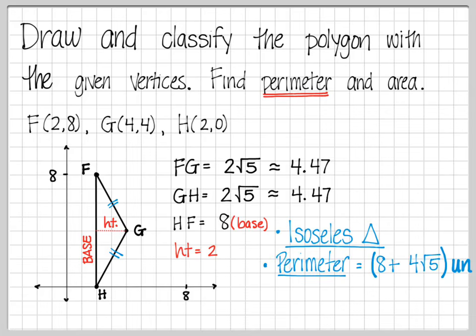The perimeter, well, we add up each of those lengths, the 2 root 5, the 2 root 5, and the 8, and we get 8 plus 4 root 5 units. That is the exact perimeter. The approximate perimeter would be to add the decimals up. We get 16.94. To find the area, we do half of the base times the height, and so that'd be 1/2 times 8 times 2, which is 8 units squared.